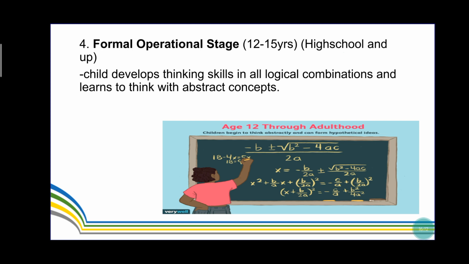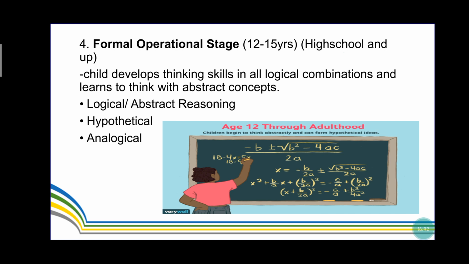Okay, so we are now on the formal operational stage, from 12 to 15 years old or adulthood. And remember that the audience here are high schoolers. Okay, so a child develops thinking skills in all logical combinations and learns to think with abstract concepts. So we have here logical abstract reasoning, hypothetical, and analogical.